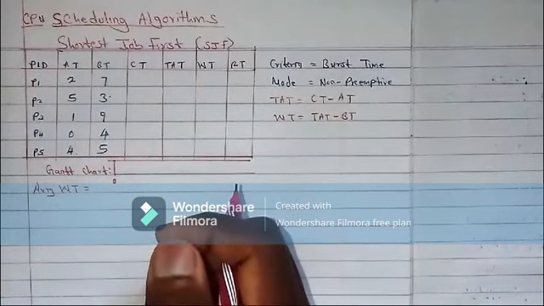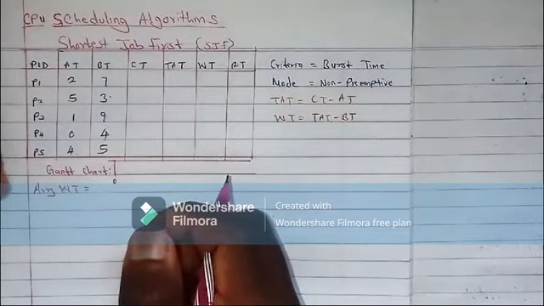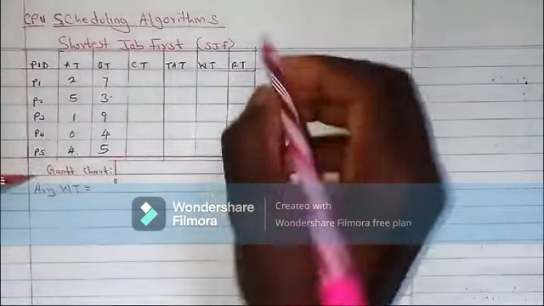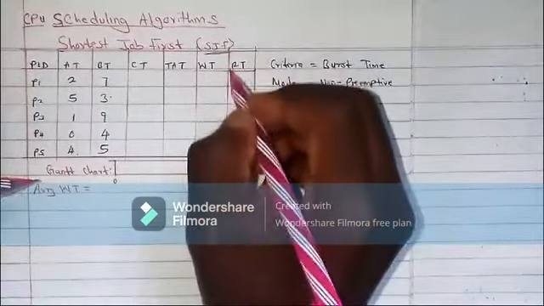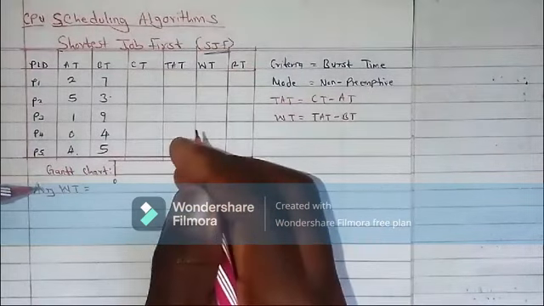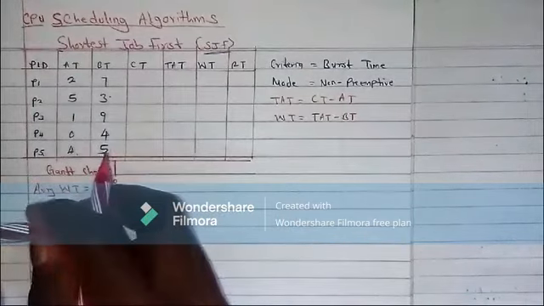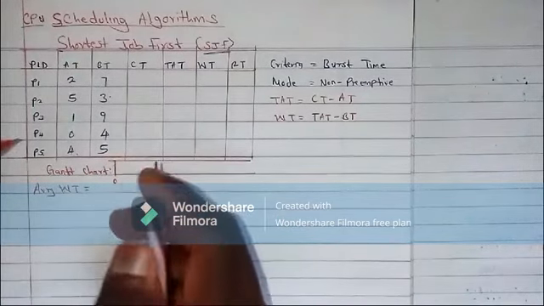This is a process executing in the CPU, and I want us to start with shortest job first. It is also called shortest job next, whereby the shortest job, which is the one that has the least burst time, will be the one executing first.